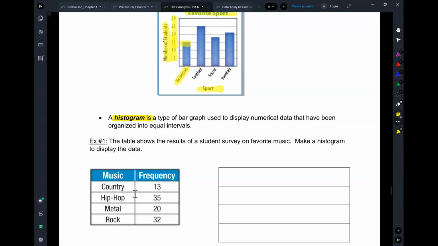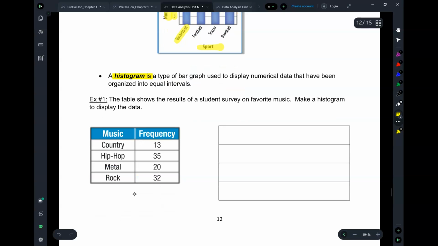However, when you do the bars for the histogram, you don't have any gaps in between. You have to make the bars stick to each other. All right, so take a look here. You have music and frequency, and we want to make a histogram of this. Okay, and later on we'll talk about how to make it so that there are equal intervals.